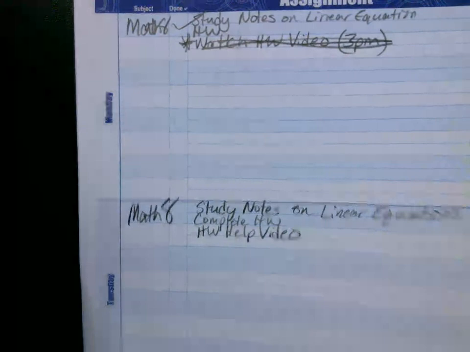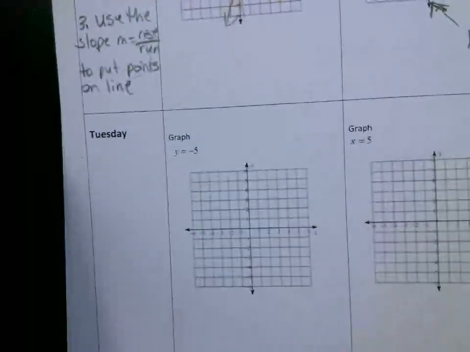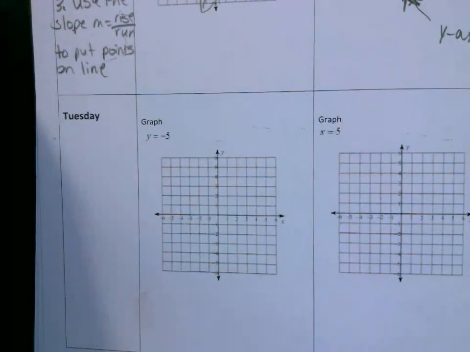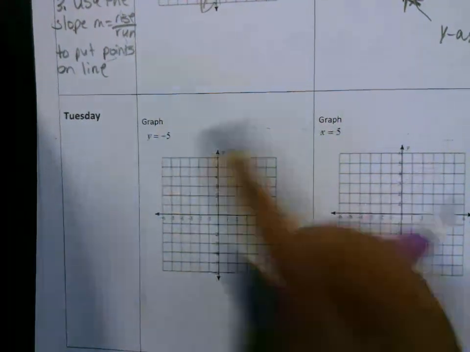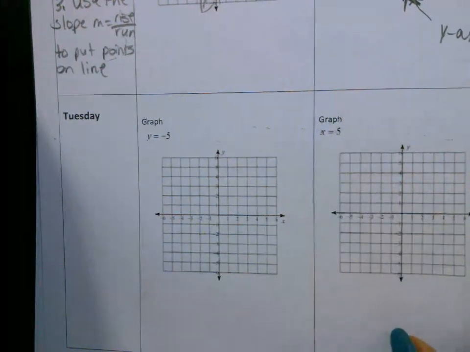All right, let's look at the warm-up. Let's go over the warm-up together. White container. All right, let's look at it. We are going to graph these equations. We've got y is equal to a number. Anytime you have y is equal to a number, it goes through the y-axis.